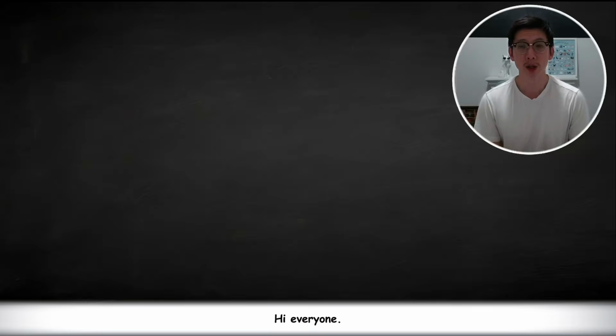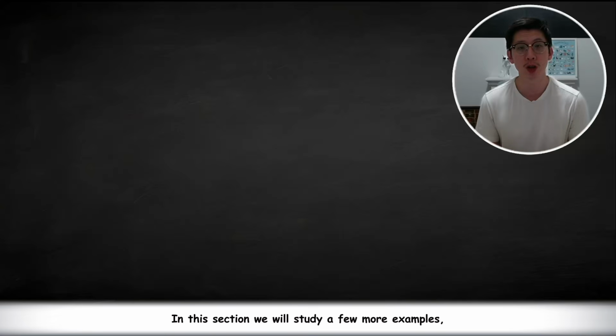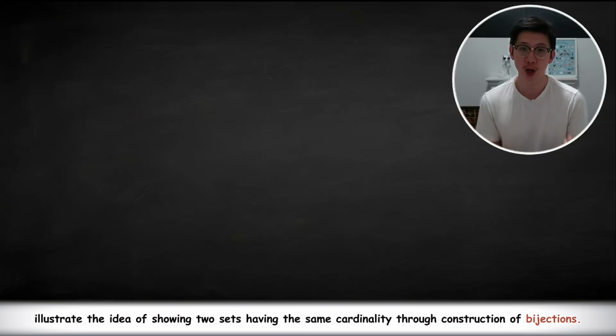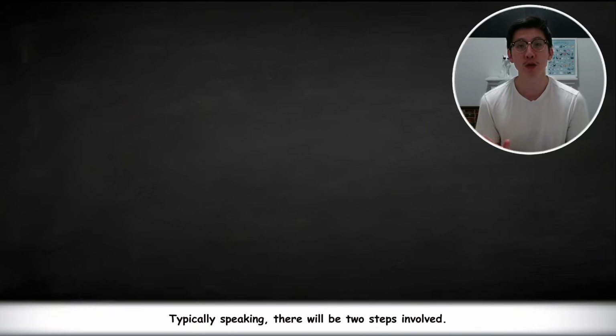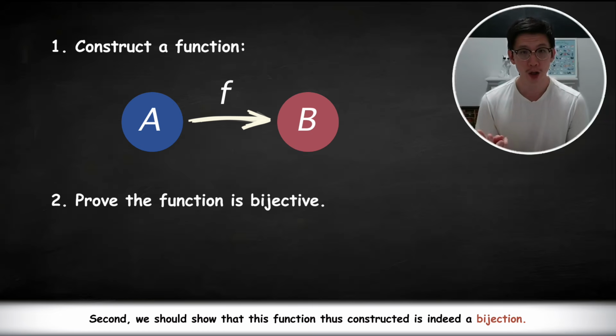Hi everyone. In the previous section, we have introduced the concept of cardinality. In this section, we will study a few more examples, illustrate the idea of showing two sets having the same cardinality through construction of bijections. Typically speaking, there will be two steps involved. First, we should construct a function from one set to another. Second, we should show that this function thus constructed is indeed a bijection.